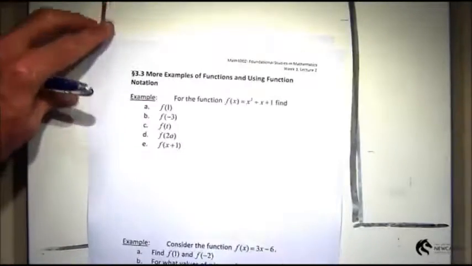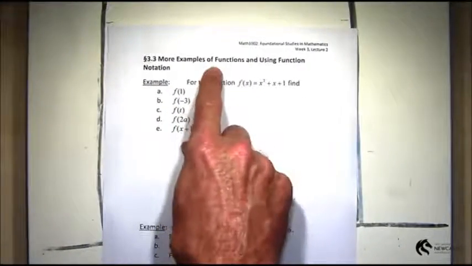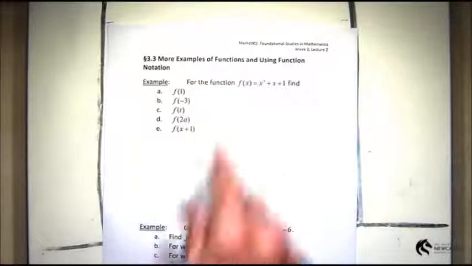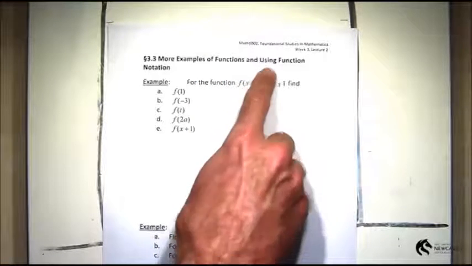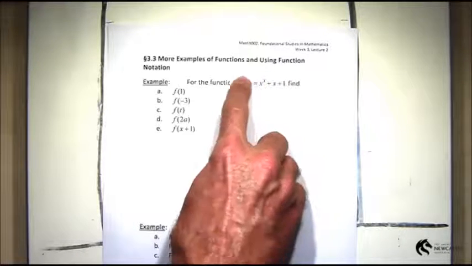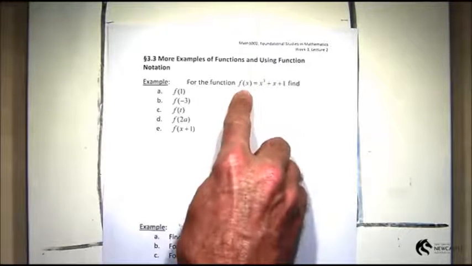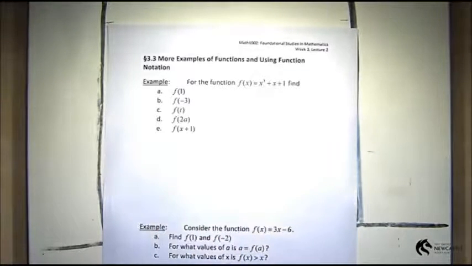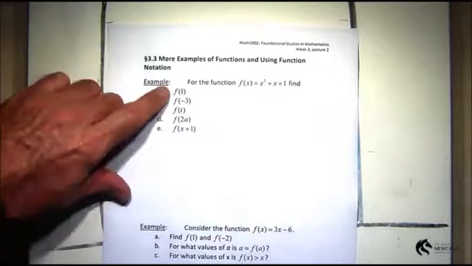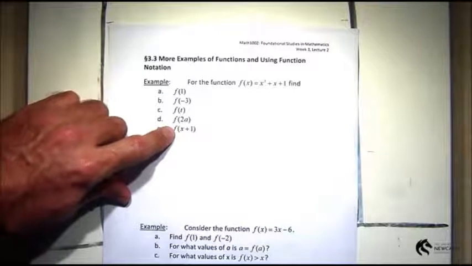So the next section in the notes says more examples of functions and using this function notation. So that's the f of x thing, function notation. When you say the words using function notation, we say try to get used to this notation here. And so as practice, let's work out each of these quantities.